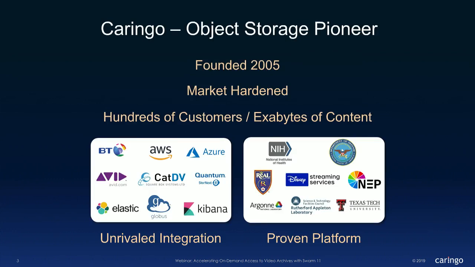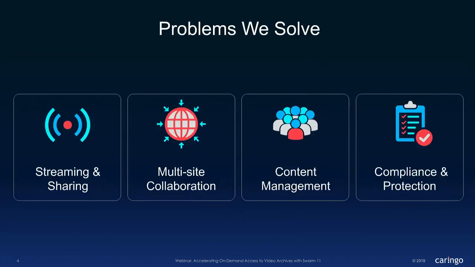And just a little background on Caringo. We're not going to spend too much time on this slide, but we've been around for a really long time. We were founded in 2005. Since then, we have focused primarily, or solely, I should say, on storage software, specifically on object storage software. We have customers especially in the M&E and digital video industries. And here are the problems we solve.